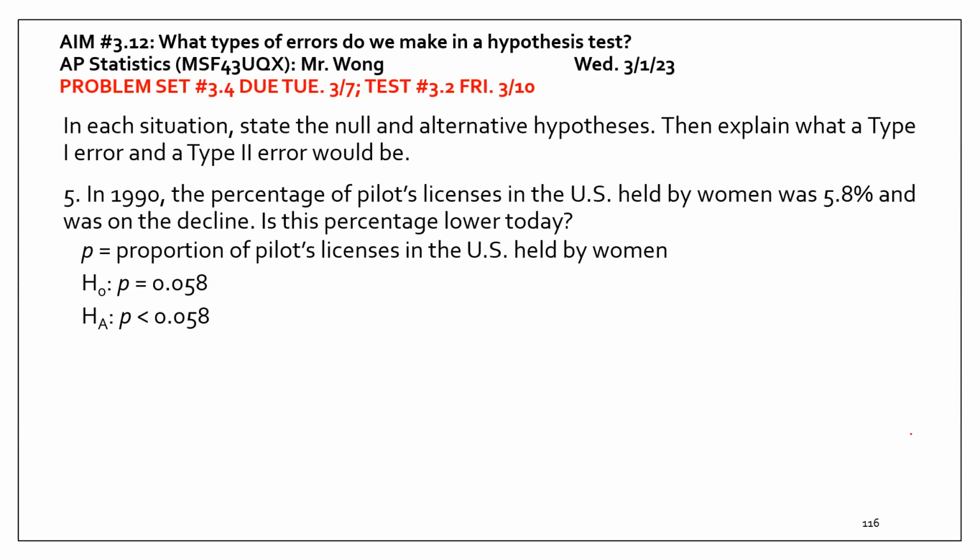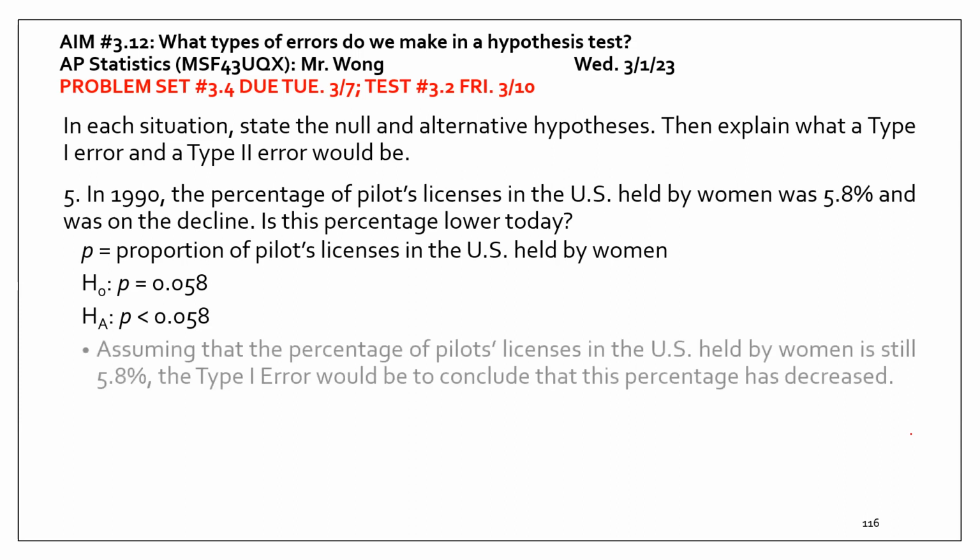So a type 1 error would be based on evidence in favor of the alternative. The alternative would be that the percentage has declined, but then the idea is that that would be incorrect. So again, assuming that the percentage of pilot licenses in the US held by women is still 5.8%, the type 1 error would be to conclude that the percentage has decreased.